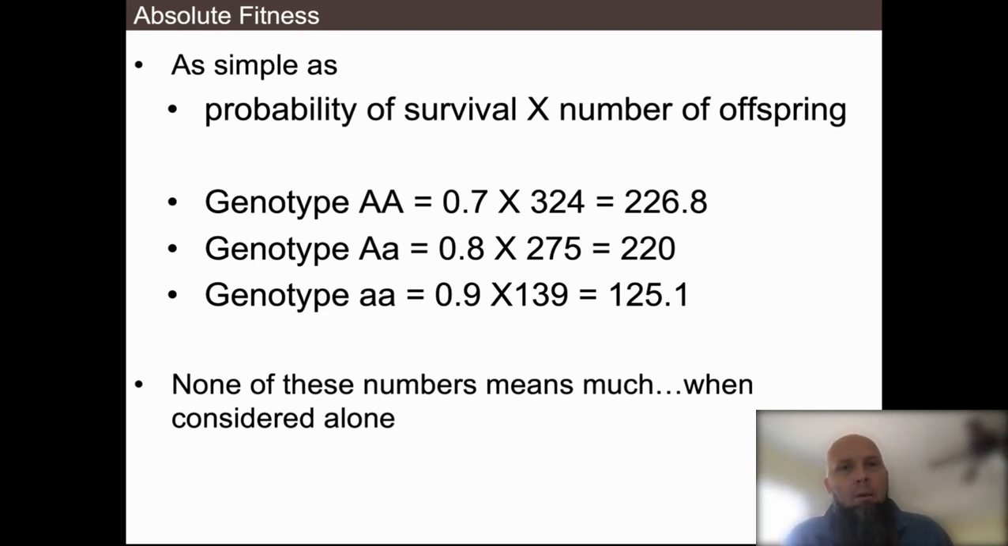You can compare directly the absolute fitness of the homozygous dominant and homozygous recessive genotypes. But you need to realize that this is going to be different for every organism. For a human, those numbers on the right are not going to be as large. They're going to be 1, 2, 3, or 4. So what's the difference in fitness between 226.8 and 125.1? How much better is that? And how much better is 220 than 125.1? These absolute fitness numbers are helpful, but they're difficult to compare to one another. It's difficult to get a metric for how much better one is than the other.